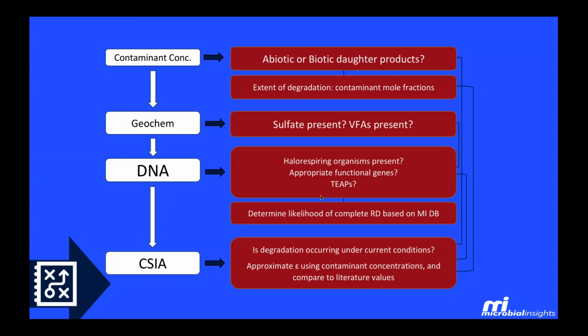So by looking at this information and combining it with the information from the Microbial Insights database, we can really start to learn what the likelihood is that we're going to get complete reductive dechlorination at the site. We can also use tools like compound-specific isotope analysis, or CSIA, to help us prove that degradation is occurring under those current conditions. And then I'm going to walk you through how we can use the contaminant concentrations over time to help us elucidate what pathway may be happening.